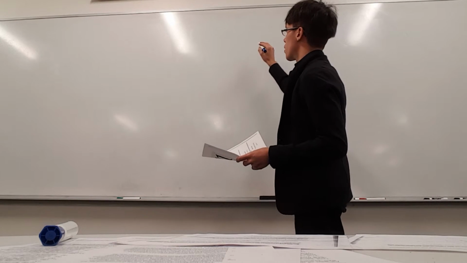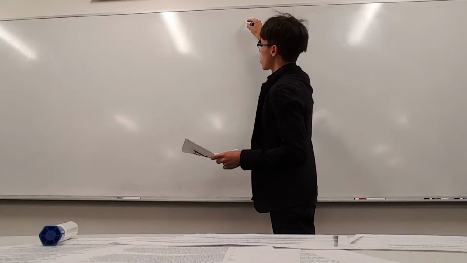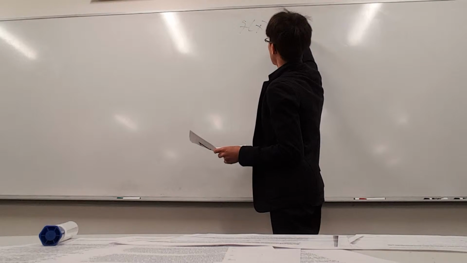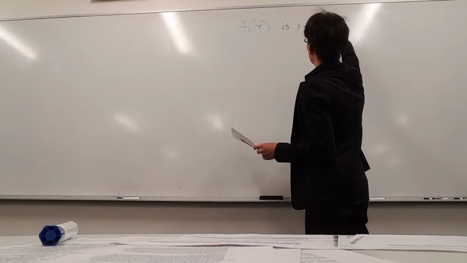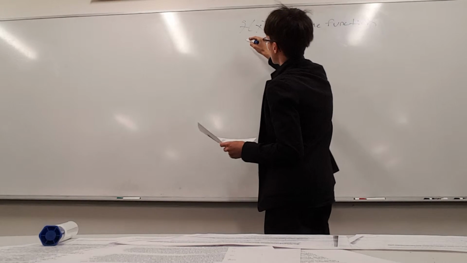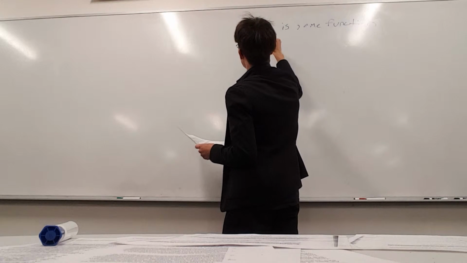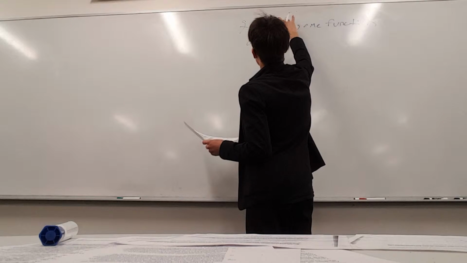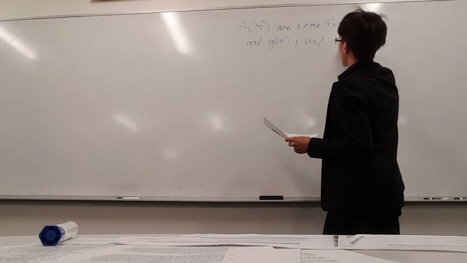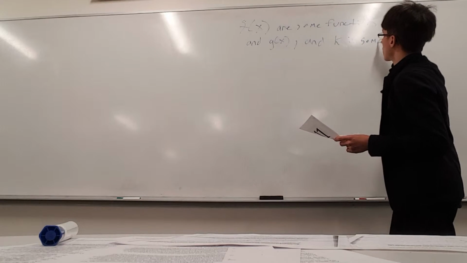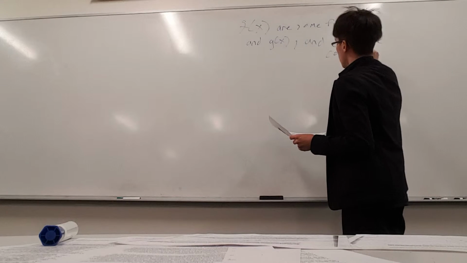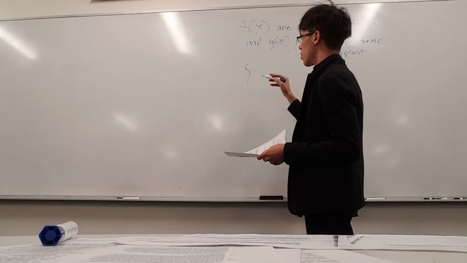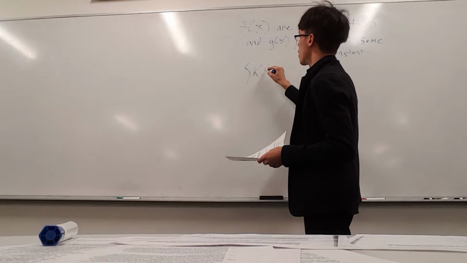So in general, we can also conclude if f(x) and g(x) are some functions, and k is some constant, then the integral of k times f(x) is going to be that we can bring the k in front. So writing that now.